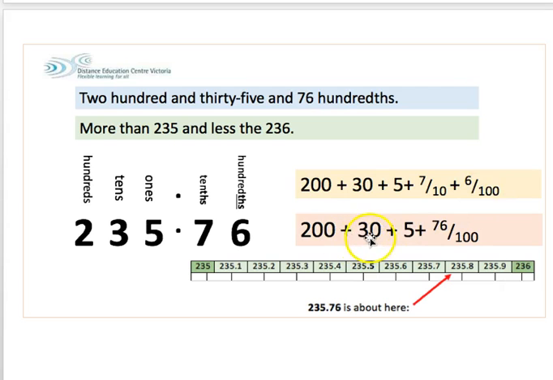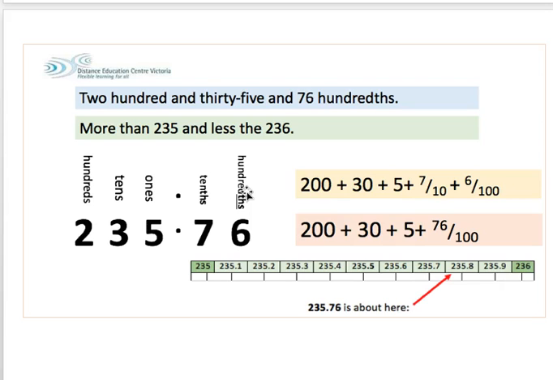Did you also know that we can say 7 tenths and 6 hundredths as 76 hundredths? Did you figure out that 235.76 is about here? That was pretty good too. You can say 235.76 as long as you know that the 7 tenths and 6 hundredths are fractional parts.